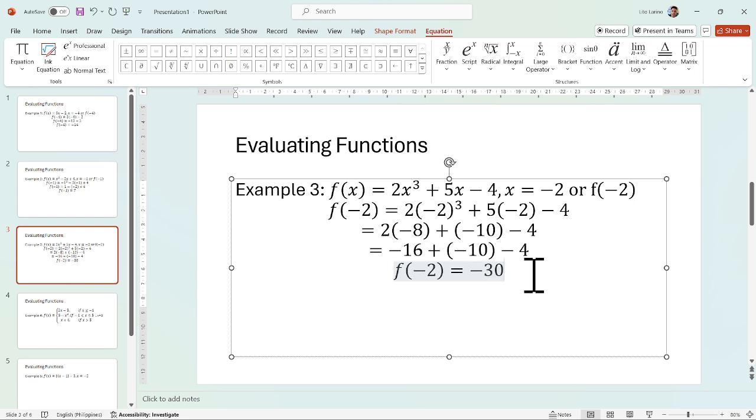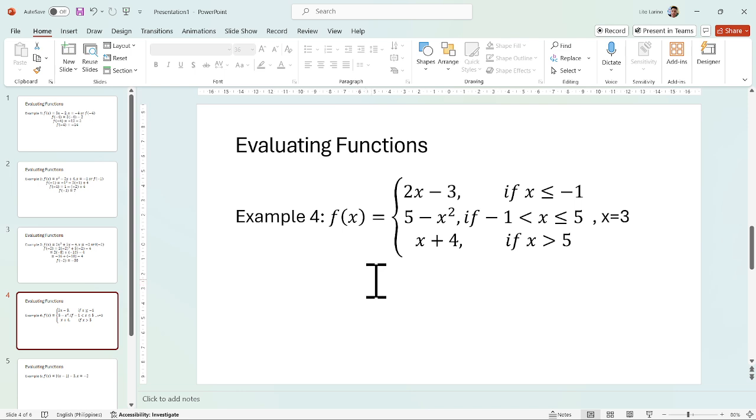Again, the value of this function f of x equals 2x cubed plus 5x minus 4 when x is negative 2 is negative 30. When x is negative 2, y is negative 30. Example number 4. Example number 4 is a piecewise function. Evaluate the given piecewise function when x is equal to 3.